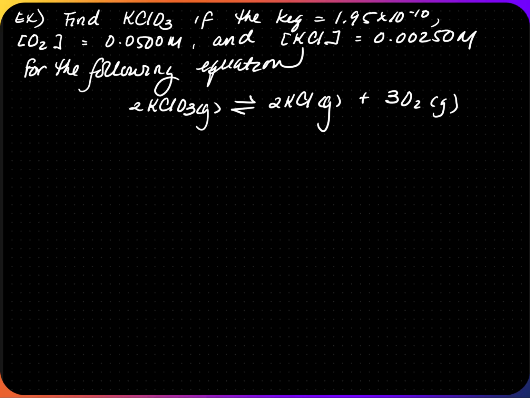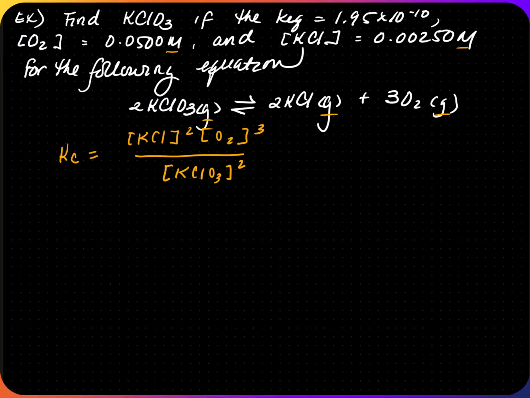So we're going to first start with the equation. So my equation is going to be Kc here. Even though these are all gas, you don't want to use Kp because molarity is provided here. Products over reactants, so it's going to be KCl squared times O2 cubed over KClO3 squared. So in this problem, we are looking for KClO3. If you're struggling with math, isolate the variable you're looking for, which is KClO3.